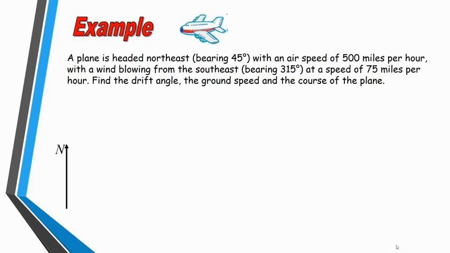So drawing my north arrow here, I want to have a 45-degree angle of 500 miles per hour. The wind is 75 miles per hour going to the northwest, again, coming from the southeast.